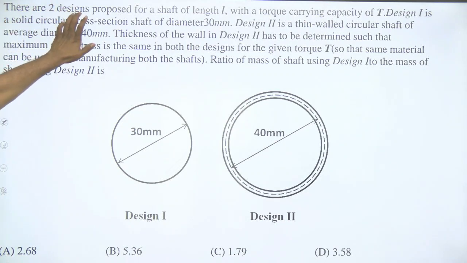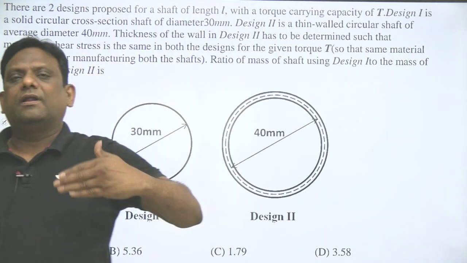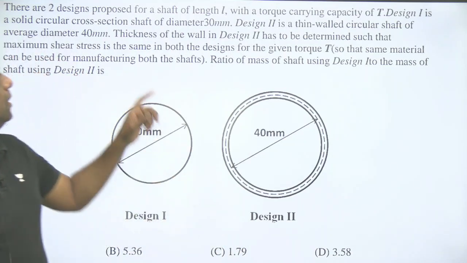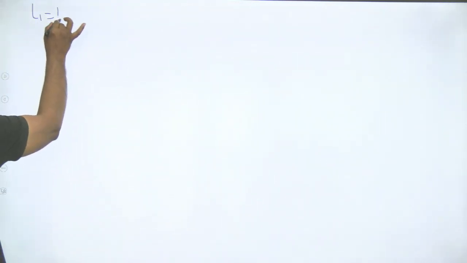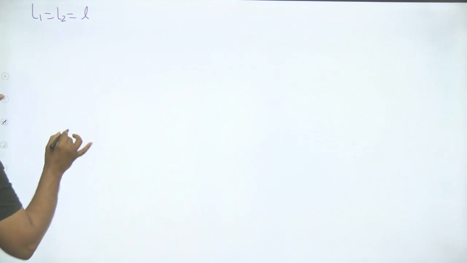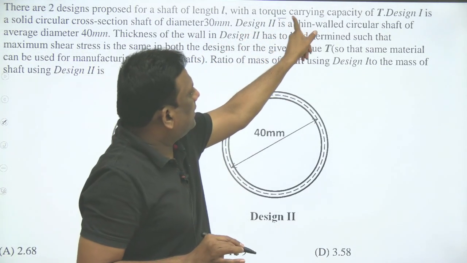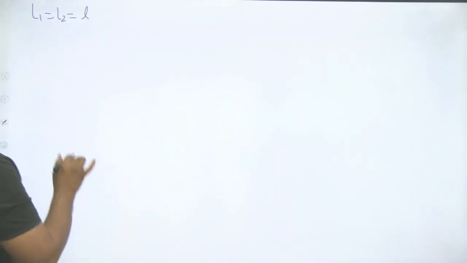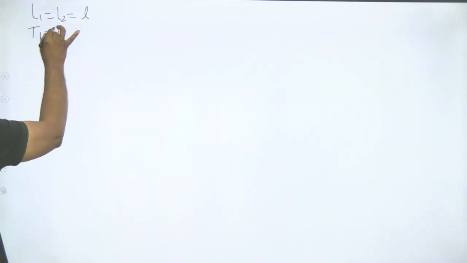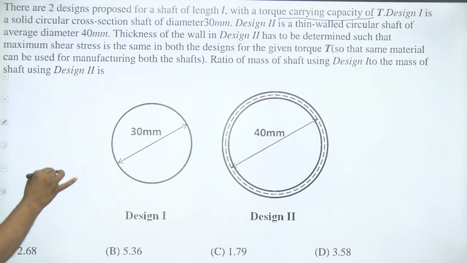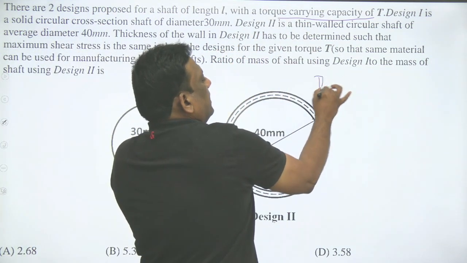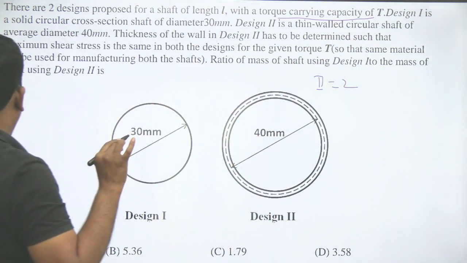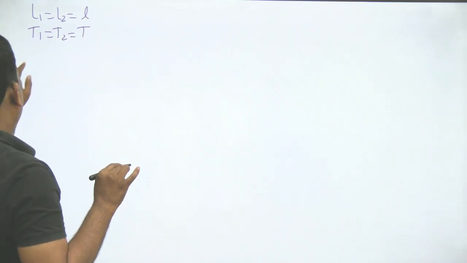There are two designs proposed for a shaft. This is for the design of shaft. Two shafts of length L, so both shafts have the same length, that is L1 is equal to L2 is equal to L, that is given. And the torque carrying capacity is T, that is, the torque is also T in the first case and the second case. He has given 2 as 2, no problem at all.